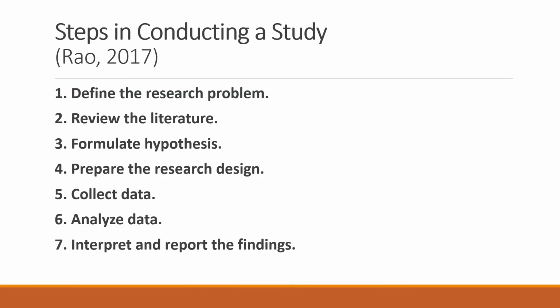Research process is a systematic manner in which the researcher approaches his area of study to produce knowledge that the community will consider to be worthwhile within the field. These are the steps in conducting a study. First, you have to define the research problem. Second, review the literature. Third, formulate your own hypothesis. Fourth, prepare the research design. Fifth, you have to collect the data. Sixth, analyze the data. And then the last one, interpret and report the findings.